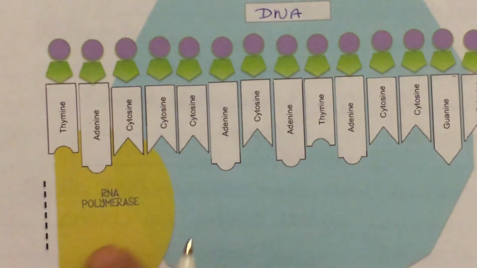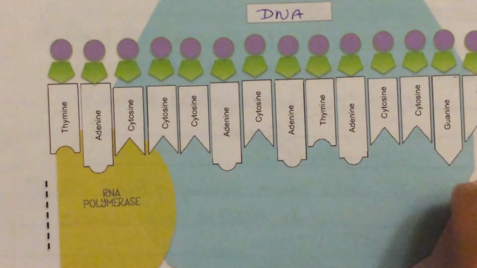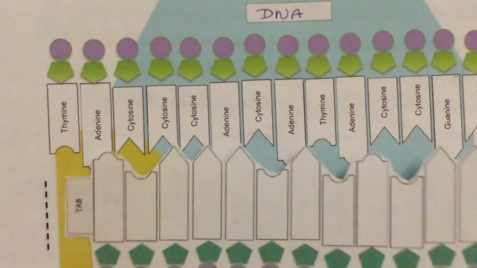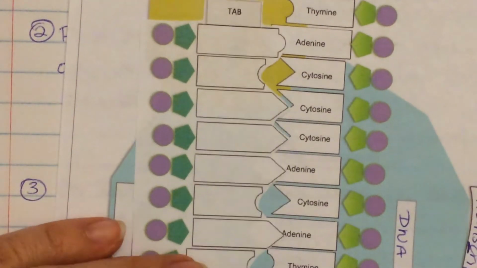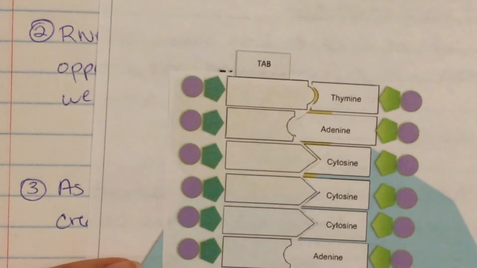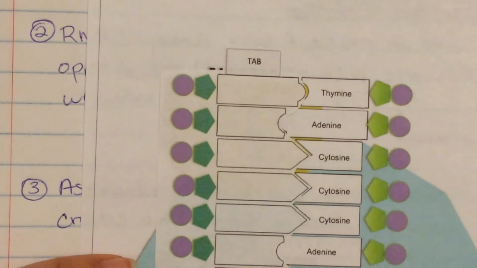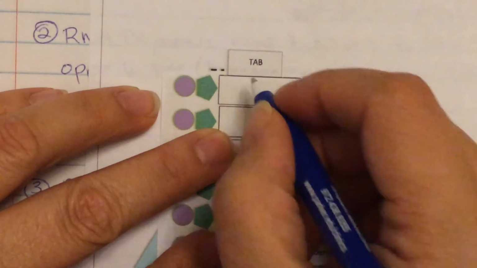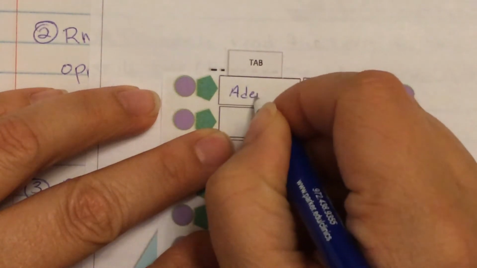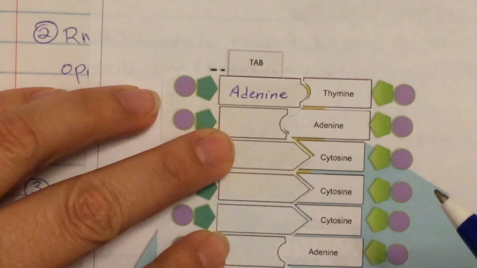And here we got a little RNA polymerase getting ready to move along, and we're going to code this strand right here. And so that's where your little cutout comes in. So what you're going to do is you're going to match your cutout with the DNA strand and fill in what corresponding RNA would join up with this. So thymine is always going to bond with adenine. So you would write adenine right here.